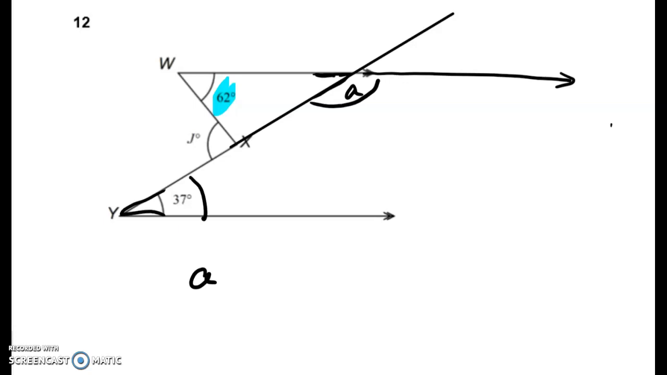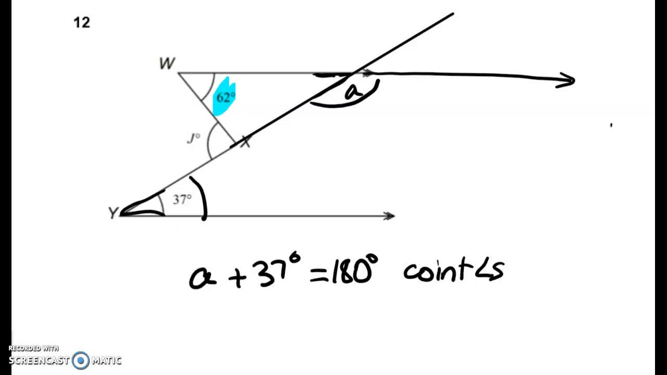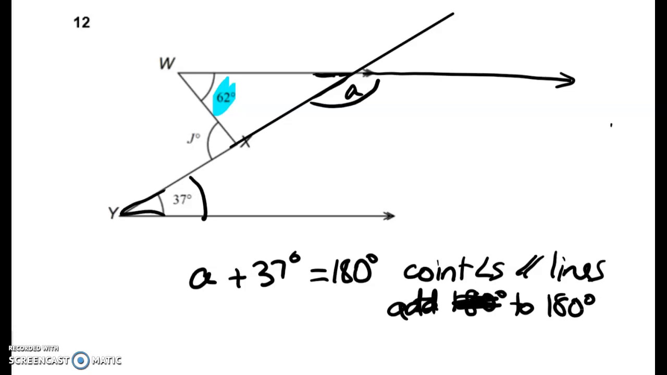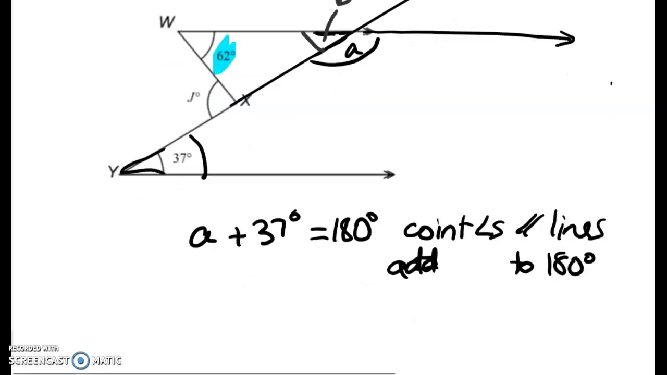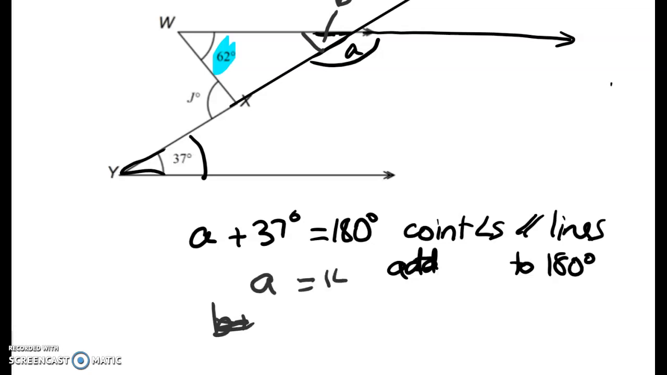Well, we know that A and this angle have to add up to 180 because they are co-interior angles around parallel lines and they are supplementary, or we can just say equal 180 degrees. Or we'll say, actually better to say add to 180 degrees. So that's A. Now, that leads us straight on, hopefully, to seeing B. And B plus, so what did I get for A? I didn't put a value in for A. A is equal to 143 degrees.